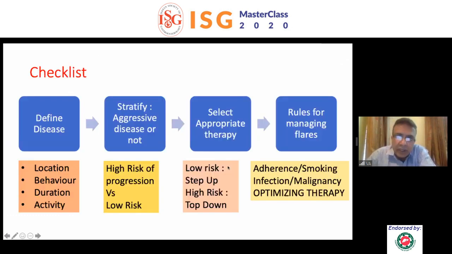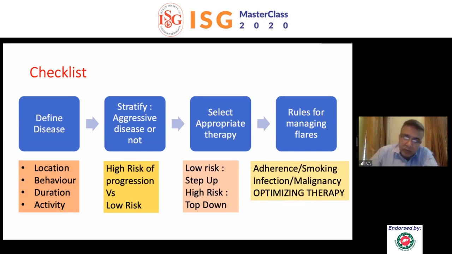So concluding, you have a checklist. Remember this. This may seem the most mundane slide, but if you know this checklist and you apply it on any patient who walks into your OPD, you'll be able to crack every problem and make the least number of mistakes. Defining the disease, stratifying the disease. Select appropriate therapy according to stratification. Whenever a patient comes with flare, go for smoking, NSAIDs, adherence, infection, malignancy. If all of them are negative, then optimize therapy.